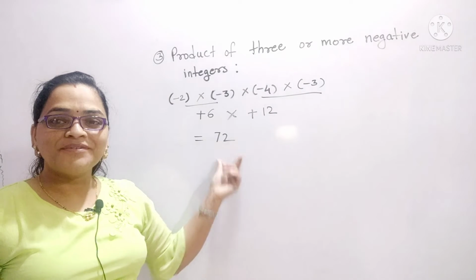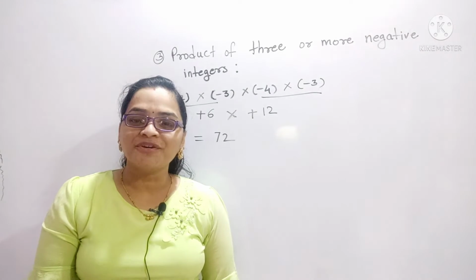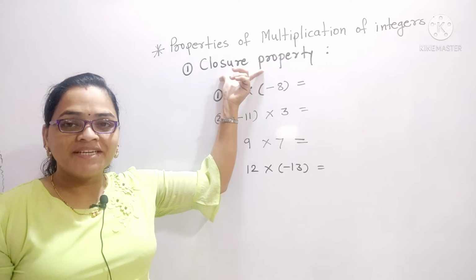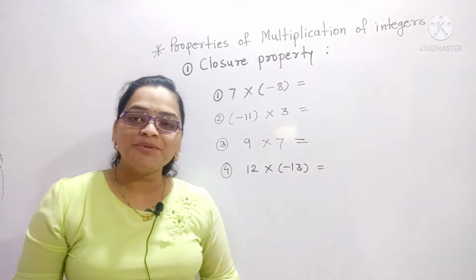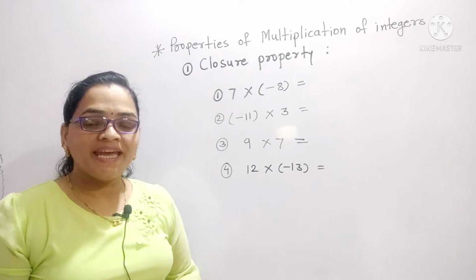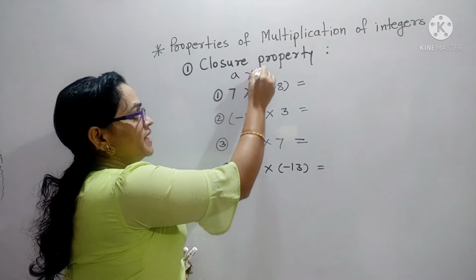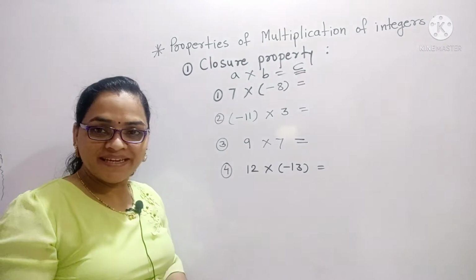Okay. Next we are going to discuss the properties of multiplication of integers. First property, see, closure property. What is the closure property? The product of any two integers is always an integer. Means suppose a and b are two integers, then the product a into b is also an integer.